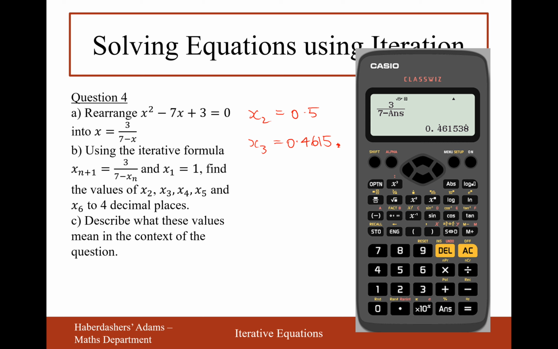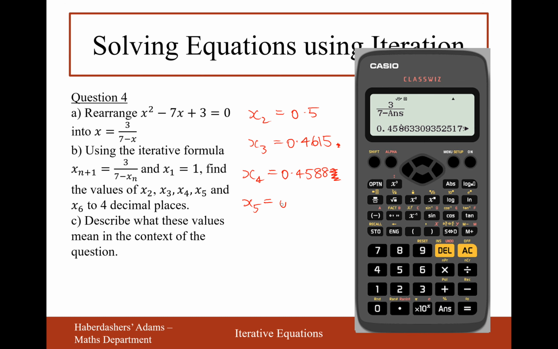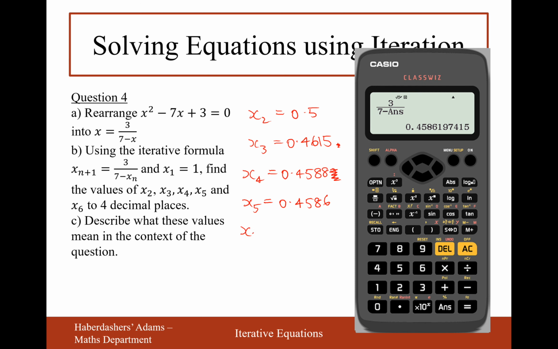The next number in the sequence is going to be the fourth term, which is 0.45882. Oh, hold on, I've done too many decimal places there. Stop there. Fifth number in the sequence, let's move on to the next one, will be 0.4586. And the final term in this sequence is going to be x6, which is 0.4586. And there we are.